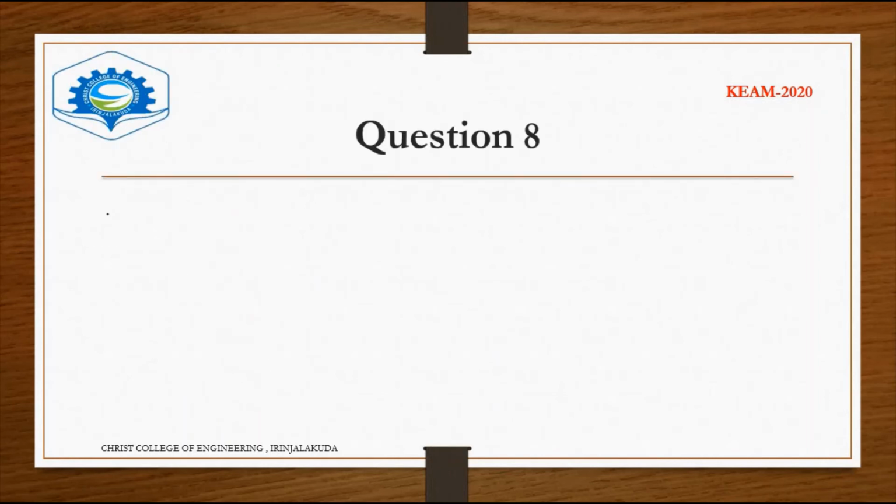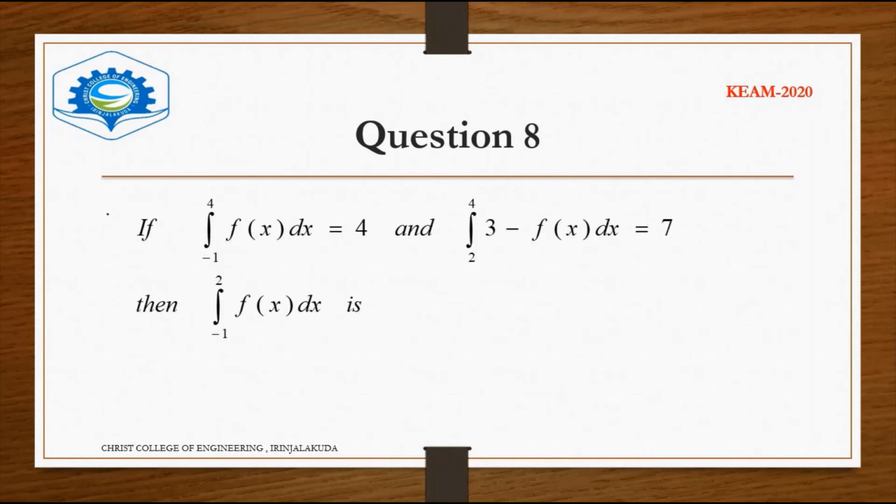Now, next question. Here, if the integral from minus 1 to 4 of f of x dx is 4 and the integral from 2 to 4 of 3 minus f of x dx is 7, evaluate the integral from minus 1 to 2 of f of x dx. Here, without knowing the function, we are actually finding the integral from minus 1 to 2 of f of x dx. So, consider the first condition.